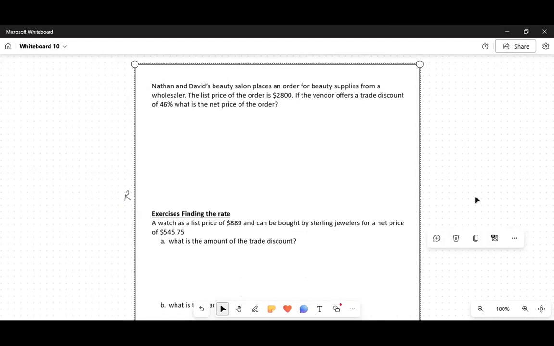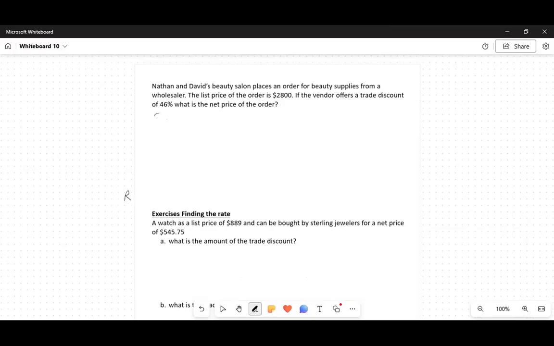Nathan and David's Beauty Salon places an order for beauty supplies from a wholesaler. The list price of the order is $2,800 and offers a trade discount of 46%. What is the net price of the order? So again, I could do this twice. I could first find out what is the discount amount, and I could subtract it. So $2,800 was the list price, and they're going to give me a 46% discount. So I could do the math on that. That would give me a discount amount. Or since I'm just trying to find the net price, I can subtract that.